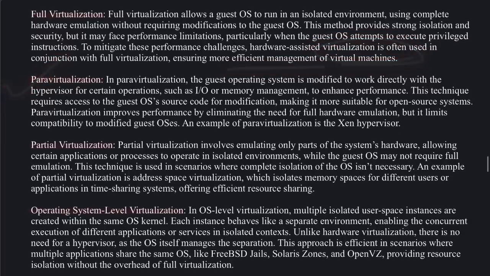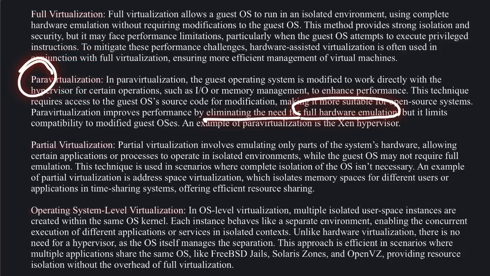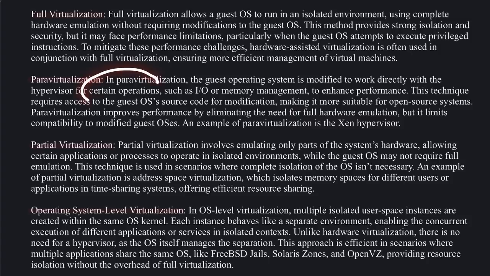Then we have para-virtualization. Para-virtualization means the guest operating system is modified to work directly with the hypervisor for certain operations. It could be the IO operations or memory management, in order to improve the performance. This technique requires access to the guest operating system's source code for modifying it, making it more suitable for open source systems. Para-virtualization improves the performance by eliminating the need for full hardware emulation. Here it is partial. You're using it only for certain operations. But then it limits compatibility because of the need to modify the guest operating systems.